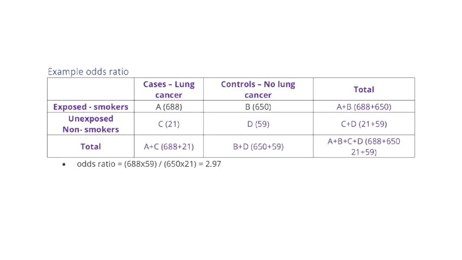In this example, we see 688 exposed cases, cell A, 650 exposed controls, cell B, 21 unexposed cases, cell C, and 59 unexposed controls, cell D. After calculating odds ratio, it was found to be 2.97. This would mean that the odds of smoking among the patients with lung cancer were 2.97 greater than the odds of smoking in patients without lung cancer.